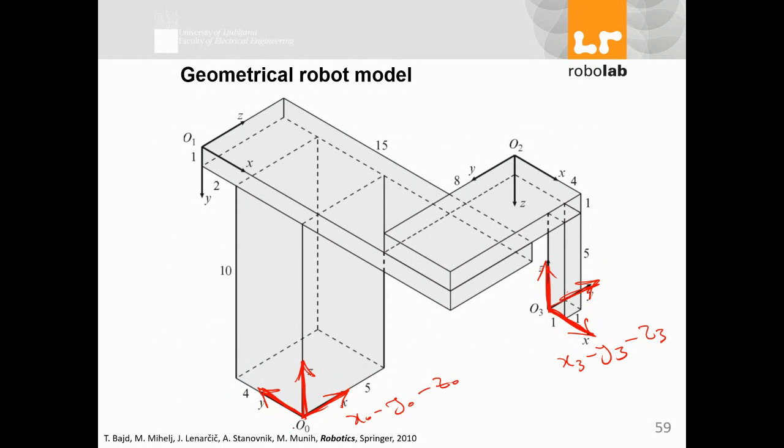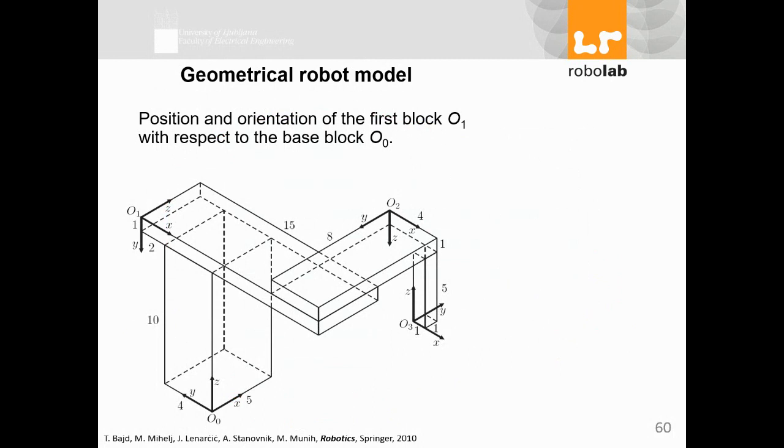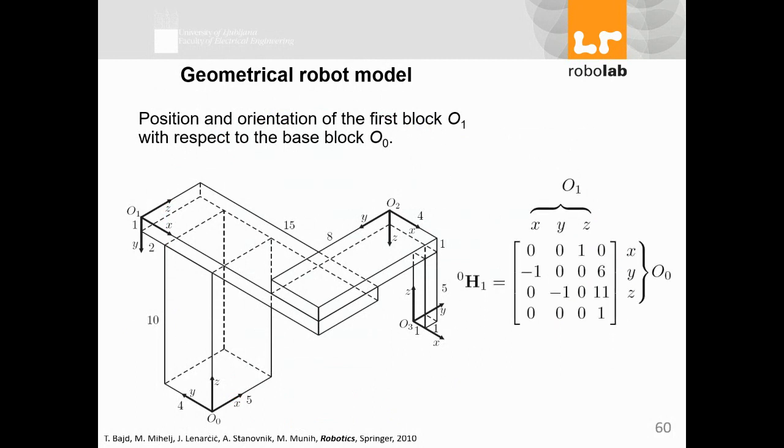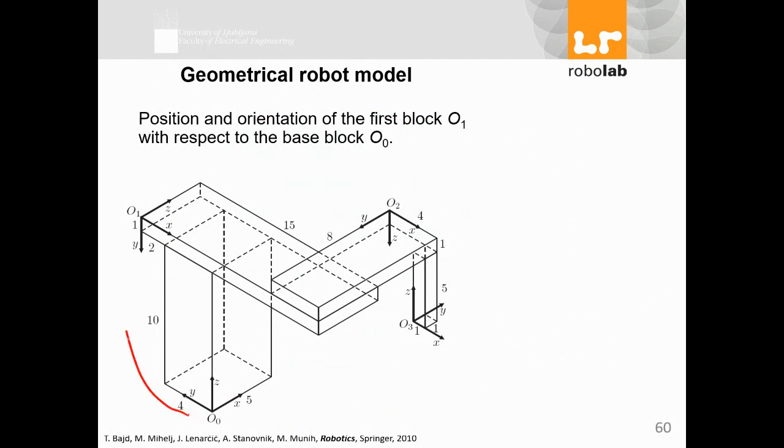So what we do is find the transformation from system 0 to system 1, from system 1 to system 2, and from 2 to 3. So it would be H, like what we have here, from H 0 to 1, from this point to this point. And from here to here will be H 1 to 2, and from here to here will be H 2 to 3.